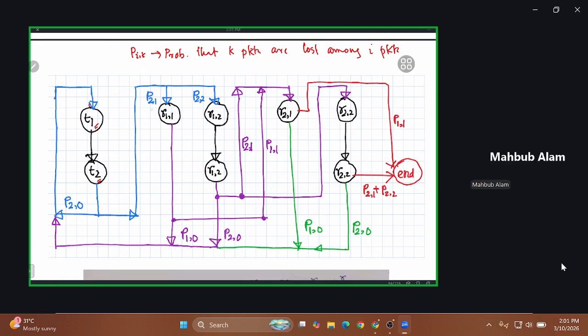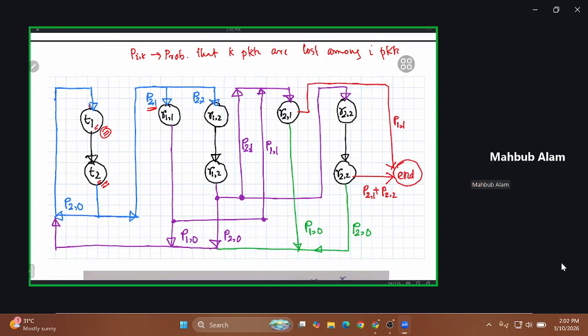However, with probability P_2,1, you need to retransmit a single packet, and that should be this one. It is not possible that you will retransmit this one alone. If you have to retransmit this one, then you need to retransmit this one as well, as the name suggests, go-back-N. So with probability P_2,2, you need to retransmit these two packets, R1 and R2. So here in the first retransmission, you need to retransmit 2 packets. In the first retransmission, you need to retransmit 1 packet.